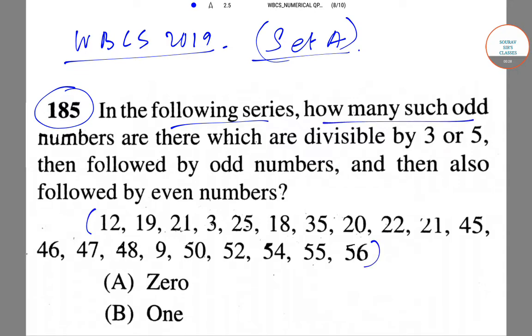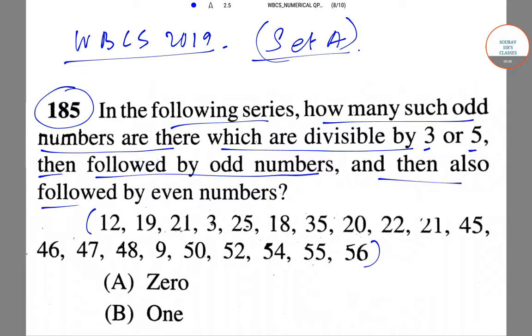How many such odd numbers are there which are divisible by 3 or 5, then followed by odd numbers, and then also followed by even numbers? As you can see, we have to find odd numbers which are divisible by 3 or 5 and then followed by an odd number, and that odd number should be followed by an even number.